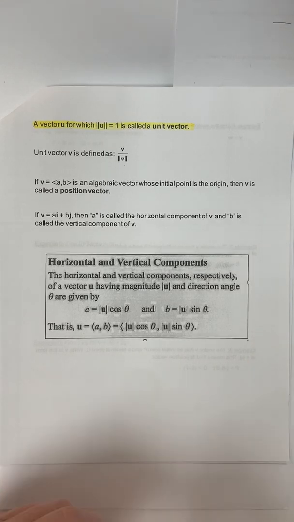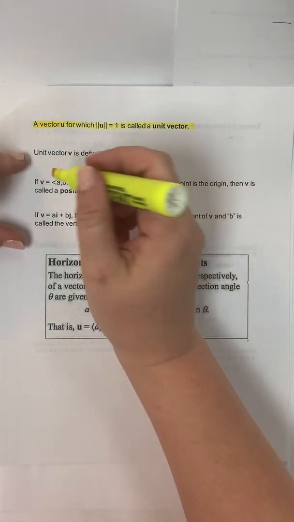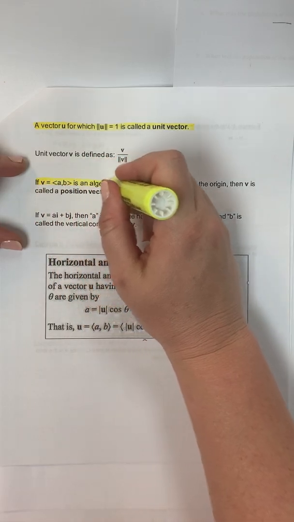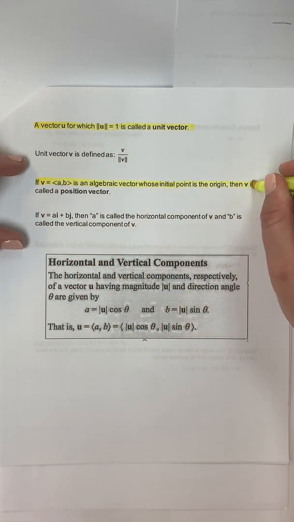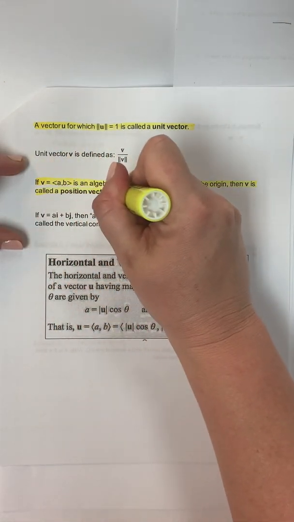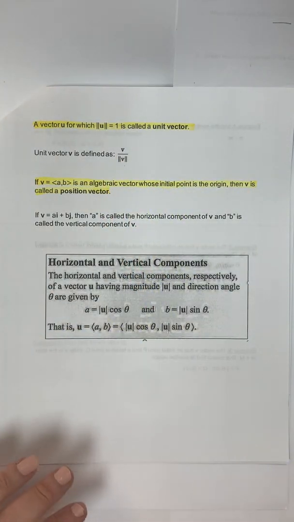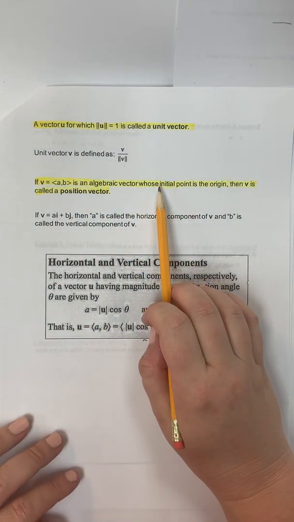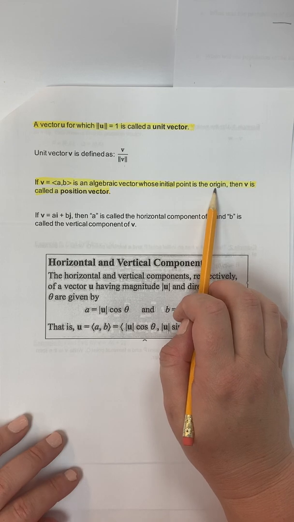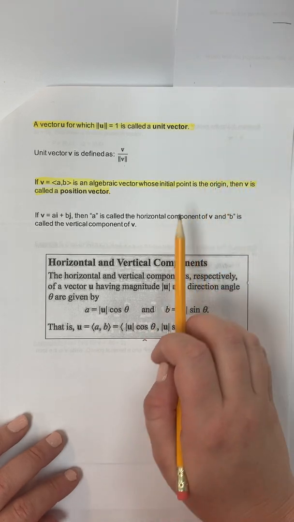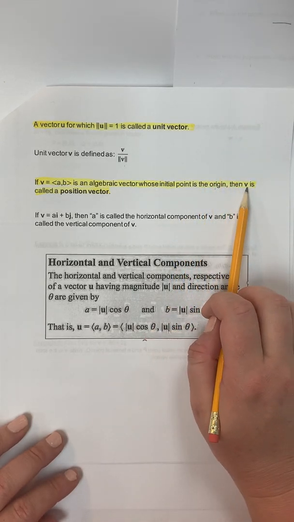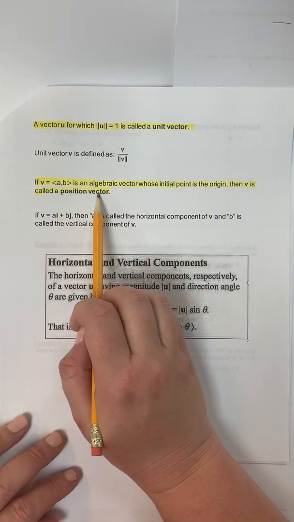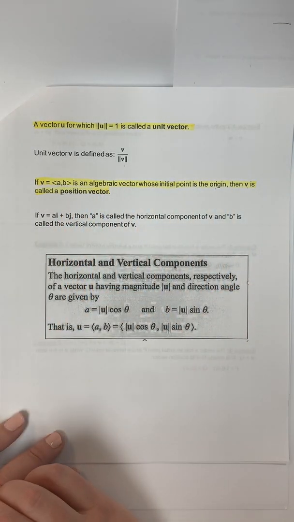Okay, more math lab questions. Let's say you have a vector. He's a little algebraic vector. It means that his components are algebraic components, whose initial point is at the origin. So you have a vector who's coming out of the origin. Then that vector V is called a position vector.